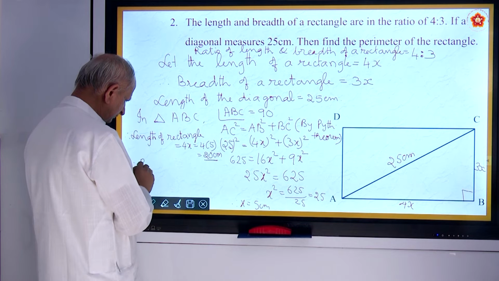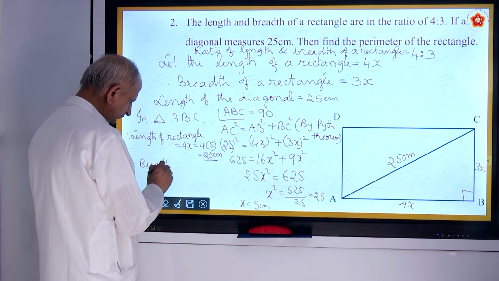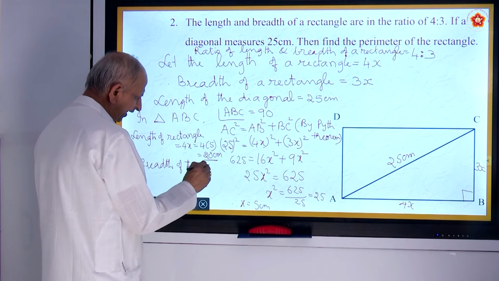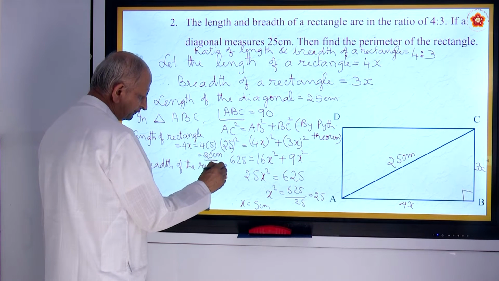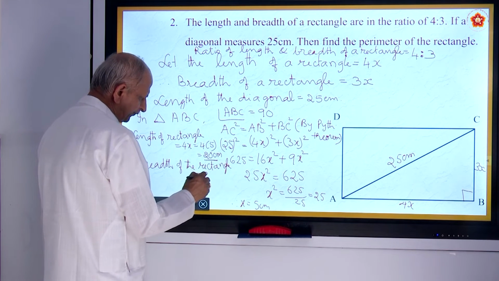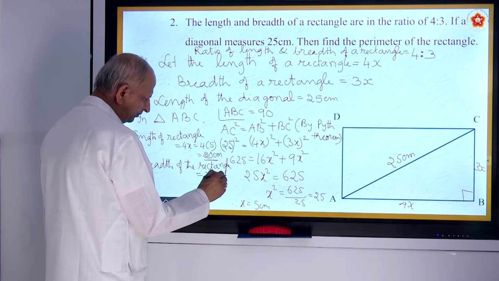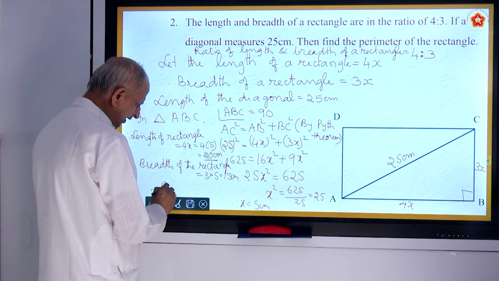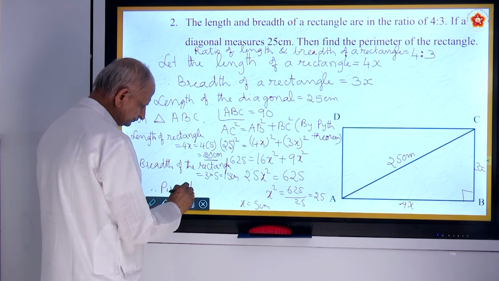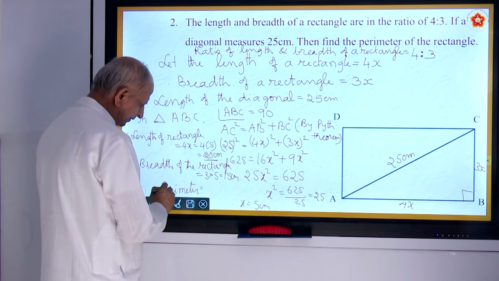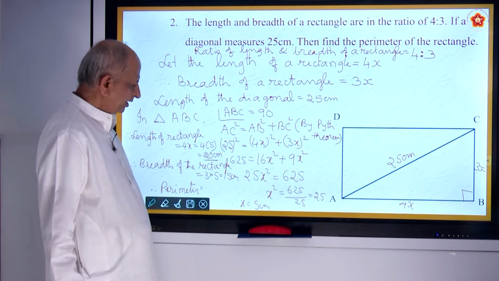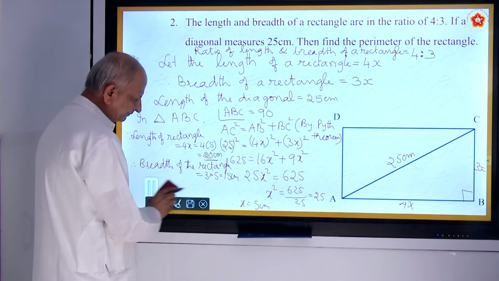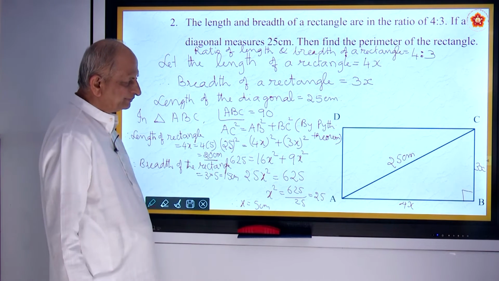Therefore, what is the breadth? Breadth of the rectangle, how much is it? 3x. What is the value of x? 3 into 5, 15 centimeters. Therefore, perimeter is a 4 marks question. What is the formula of a perimeter? How many lengths will be there in a rectangle? There will be 2 lengths and 2 breadths, correct?